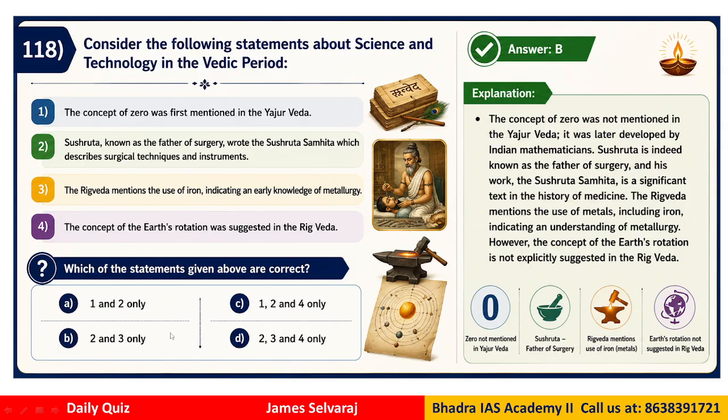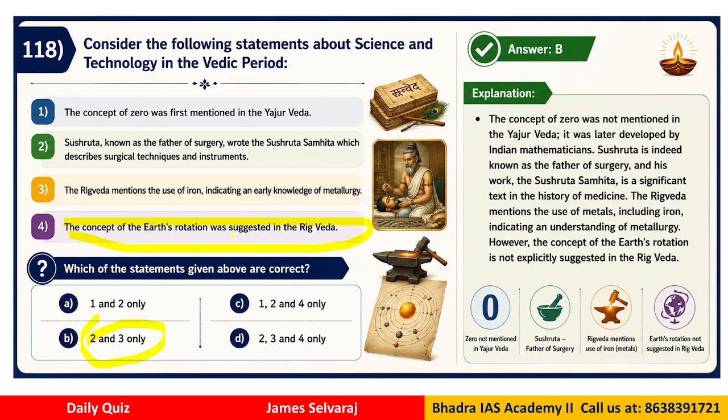So if you look at here, the correct answer is B, that is 1, 2 and 4. Okay. Sorry, the correct answer is 2 and 3 because this concept of earth rotation was not explicitly mentioned. So the correct answer is B, that is 2 and 3. What is the problem with statement 4 we need to understand.